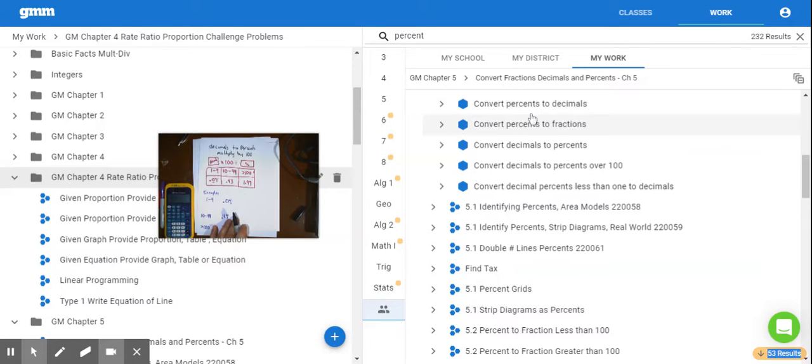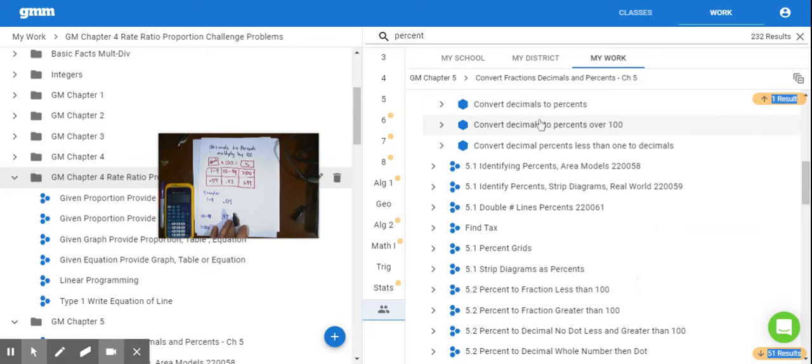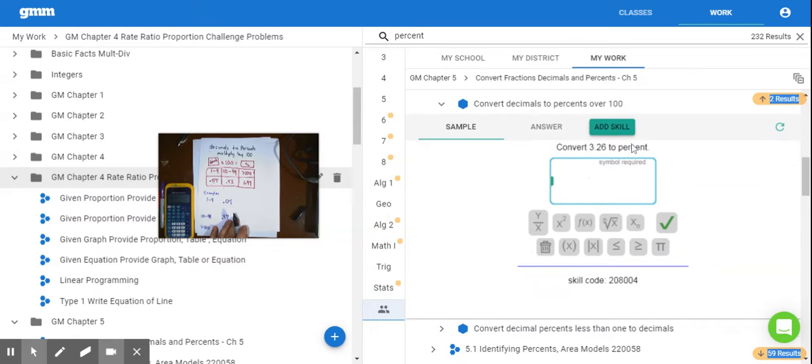So it would look like this. You would have 0.16 to a percent, 0.12 to a percent, 0.8. I'm trying to see if we have a larger one. We don't have any that are larger. Decimals over 100, right here 3.26, 5.28, and so on and so forth like that. So let me go through how these get converted.